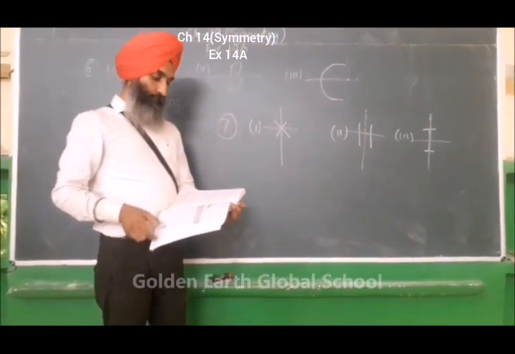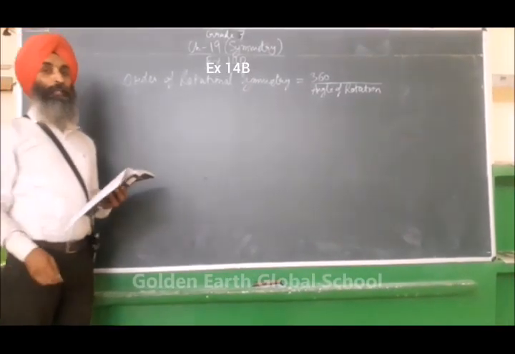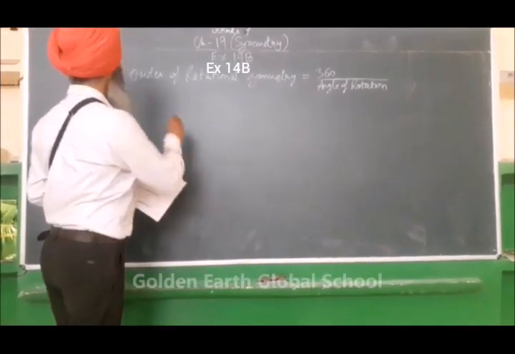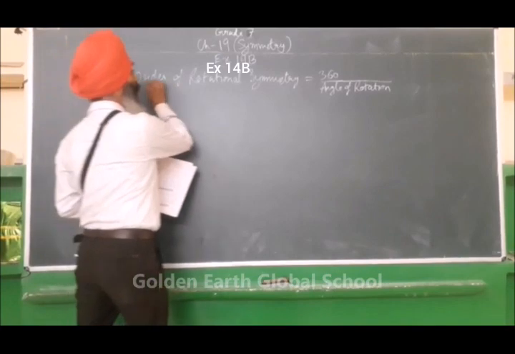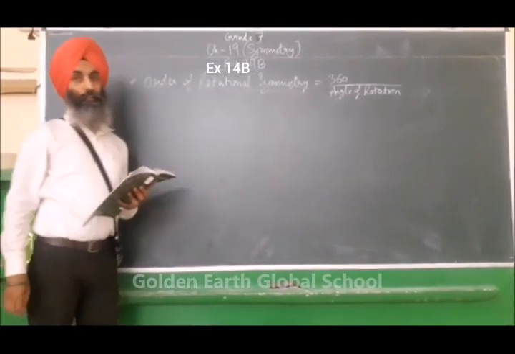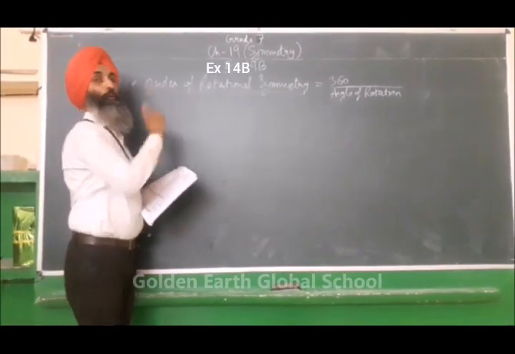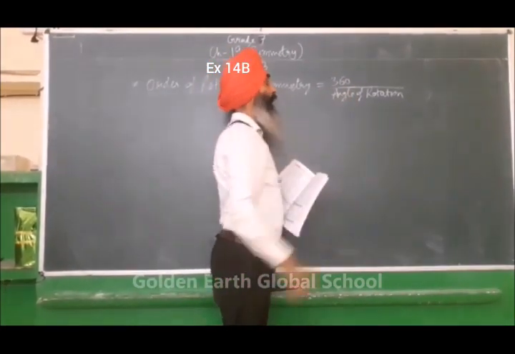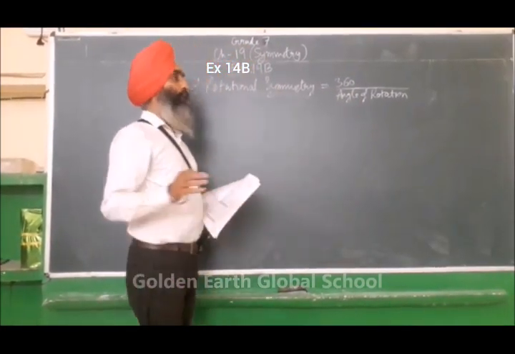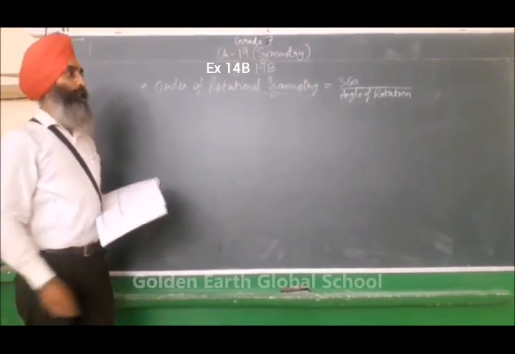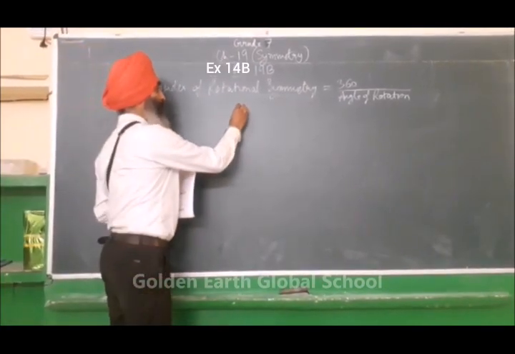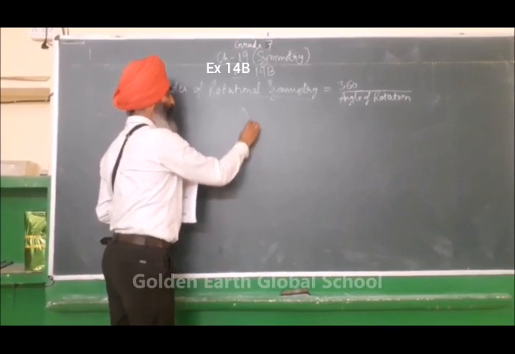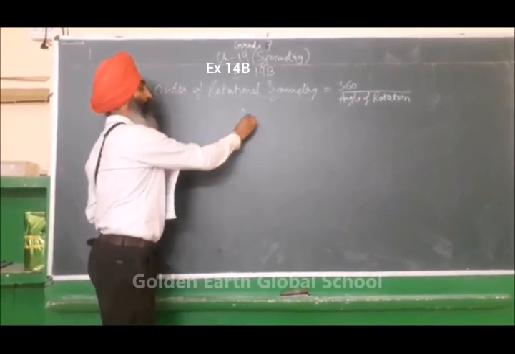Okay everyone? In exercise 19B, we will learn about the order of rotational symmetry. First of all, write down this formula. Order of rotational symmetry means 360 divided by the angle of rotation. In a simple way, it means, for example, a figure. Which figure will come? A triangle, an equilateral triangle.